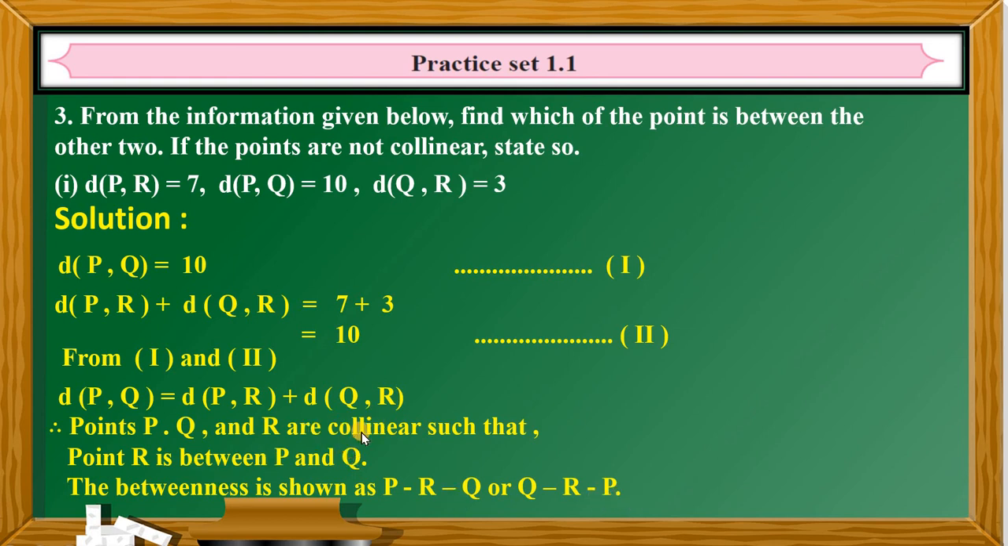Now since the points are collinear, these 3 points have to lie on a line. So we need to draw the figure. This is the figure which contains a line which contains points P, R and Q. And since the betweenness is R is in between P and Q, we have to take point R in between P and Q.